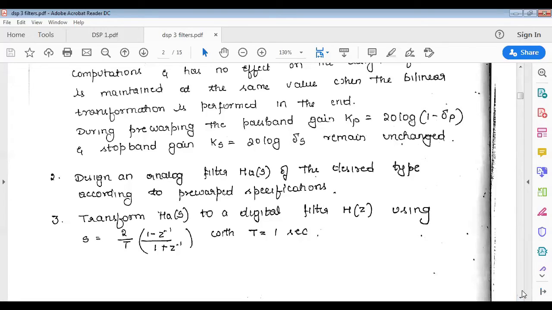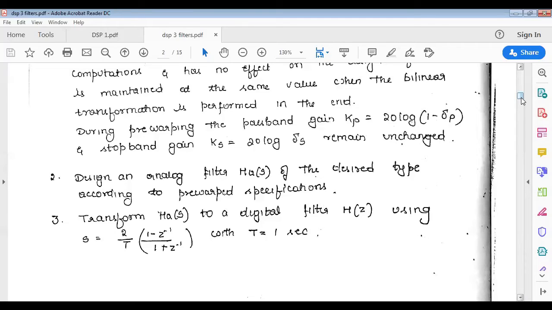And the final step, once we get the analog filter, is to convert it into a digital filter. That is, Ha(s) has to be converted into H(z) using the bilinear transformation. This tells me that to convert H(s) into H(z), s has to be replaced by 2 by T into (1 minus z inverse) by (1 plus z inverse), keeping T the same as followed in the pre-warping, that is T equal to 1 second.